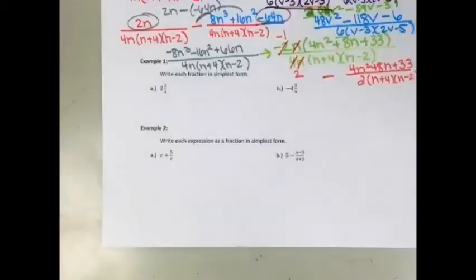So example 1, write the fraction into simplest form, into an improper fraction. 2 3/4 and -4 5/9. Write that as an improper fraction.